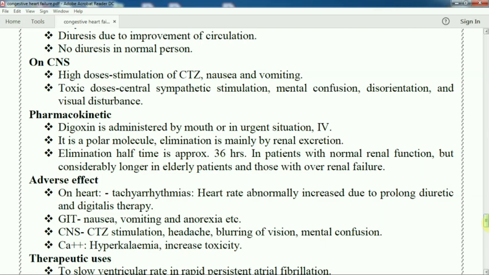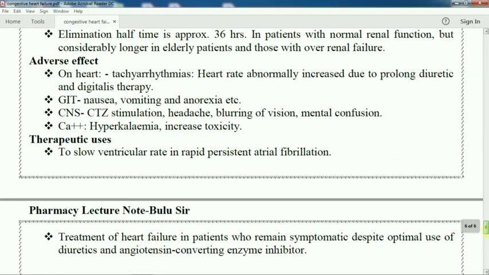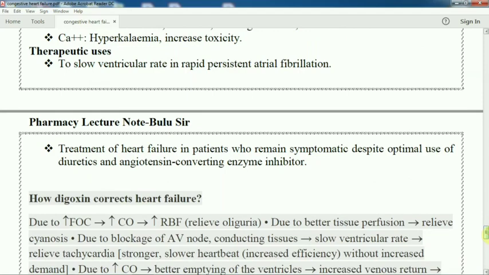Adverse effects on the heart: tachyarrhythmia. Heart rate abnormally increased due to prolonged diuresis and digitalis therapy. GIT: nausea, vomiting, anorexia, CTZ effects, headache, blurring of vision, mental confusion, hyperkalemia, increased toxicity. Therapeutic uses: to slow the ventricular rate in rapid persistent atrial fibrillation, or mainly used in the congestive heart failure patient who remains symptomatic despite optimal use of diuretics and angiotensin converting enzyme inhibitors.